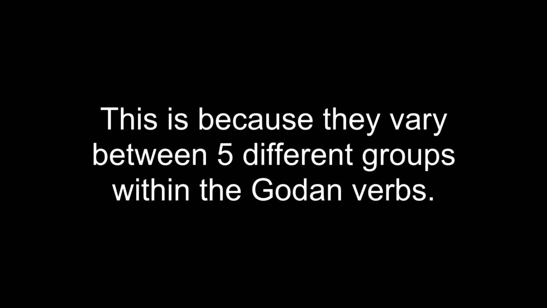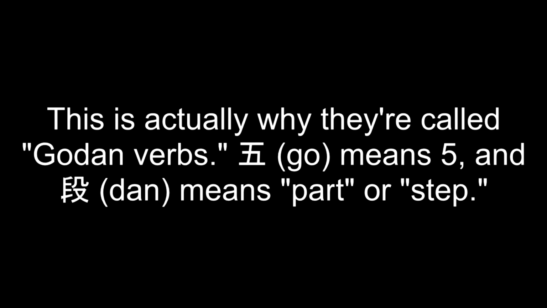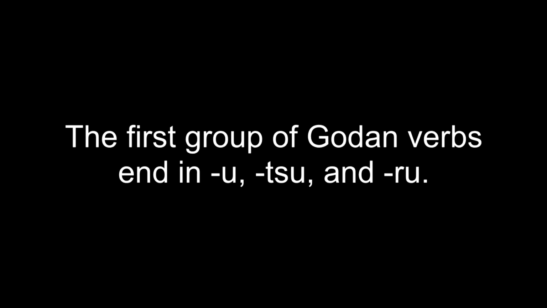This is because they vary between 5 different groups within the godan verbs. This is actually why they're called godan verbs. Go means 5, and dan in this case means part or step. The first group of godan verbs end in u, tsu, and ru.